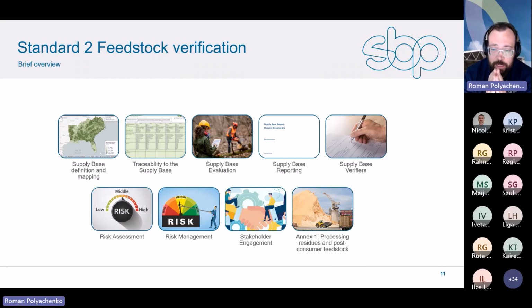Now it's Annex 1. This component addresses the specific requirements and considerations for organizations sourcing biomass from processing residues and post-consumer materials. In short, in order to use the benefits of these two feedstock categories, the biomass producer shall credibly demonstrate that feedstock indeed belongs to these categories. The benefits of this categorization include full recognition of benchmark claims for processing residues, and direct compliance for post-consumer material. I will talk about this in the next slide. What does it actually mean?